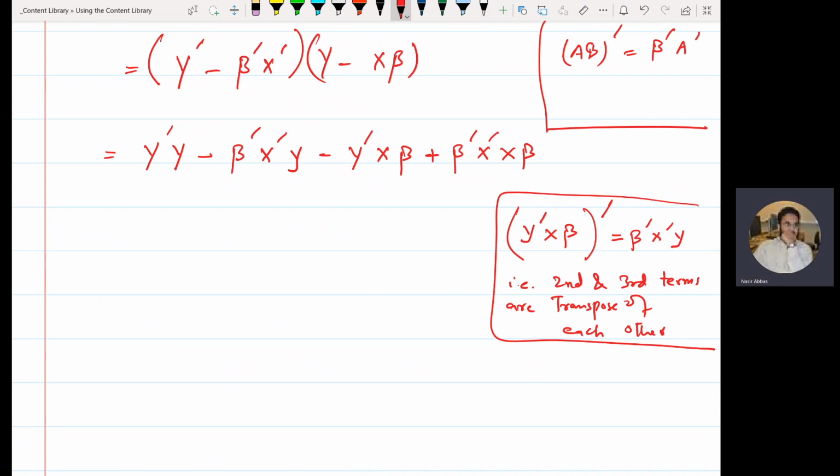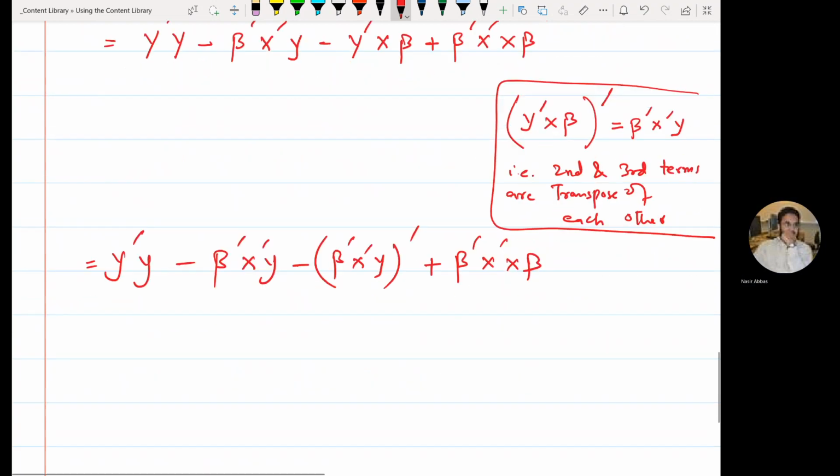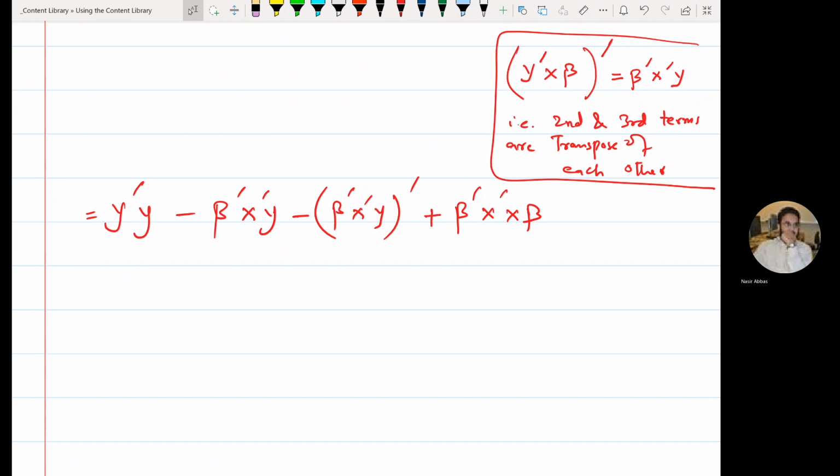Correct? So I'm going to write it as y prime y minus beta prime x prime y minus (beta prime x prime y) transpose plus beta prime x beta. Any problems? No problems.